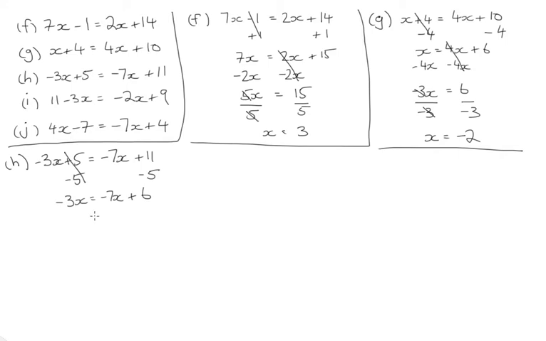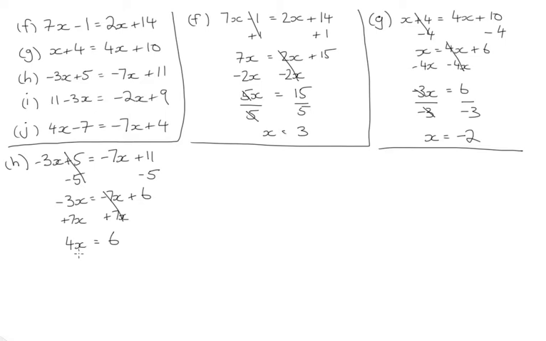And then we are getting rid of the 7x here, so we're going to plus 7x to this side, because it's the opposite, and plus 7x to this side. They cancel each other out. Minus 3x plus 7x will be 4x, and 4x is equal to 6.